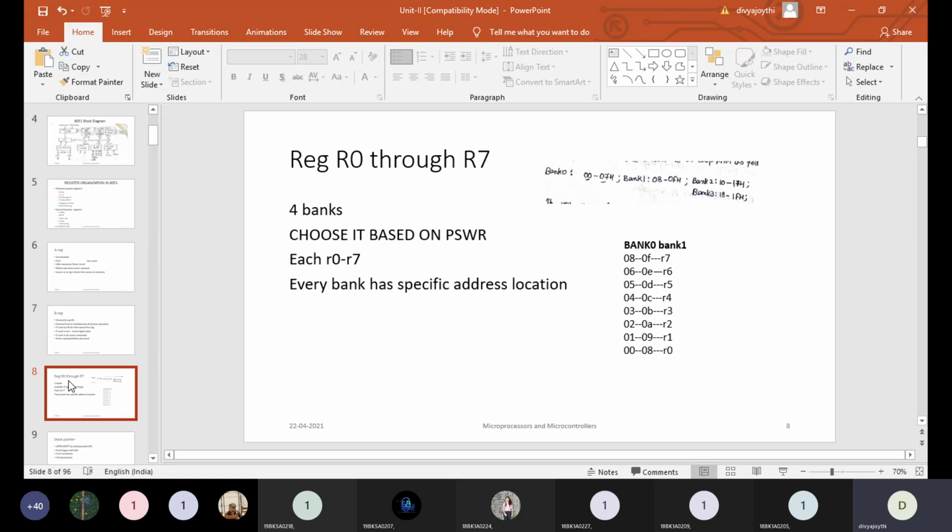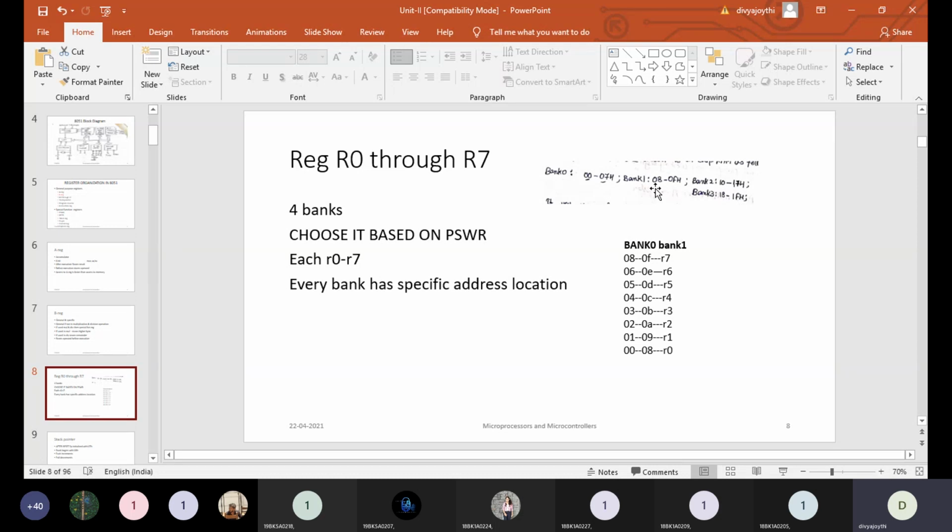And here, as I told you, there are 4 banks. Each bank has a starting address and an ending address. See here, bank 0 starts with 00 and closes with 07. Bank 1 starts with 08 and closes with 0FH. Similarly, bank 2 is 10 to 17, and bank 3 is 18 to 1FH. So these are the starting and ending addresses of the banks.